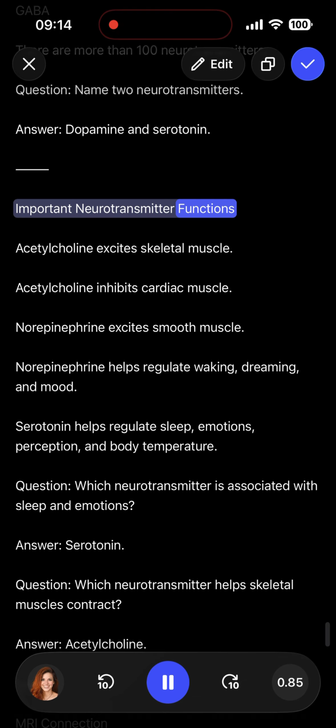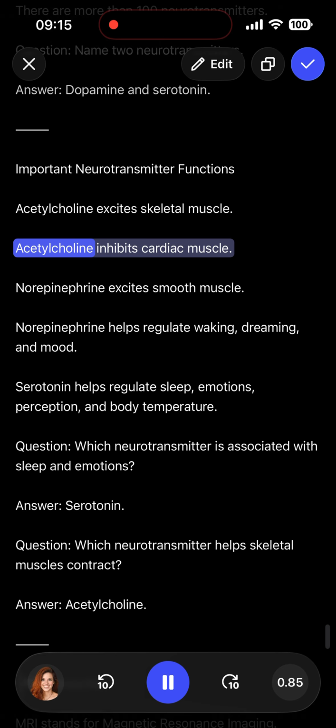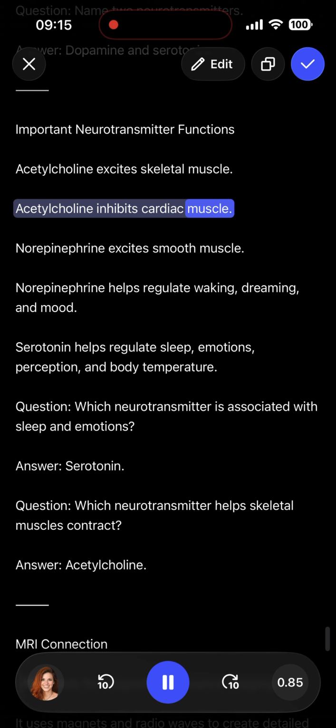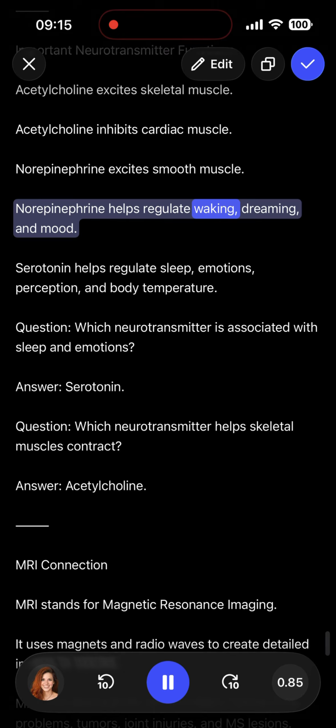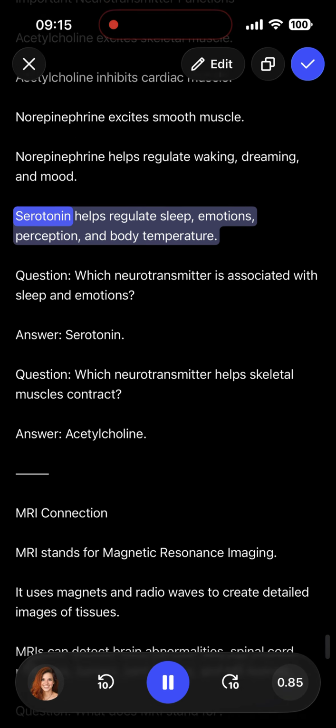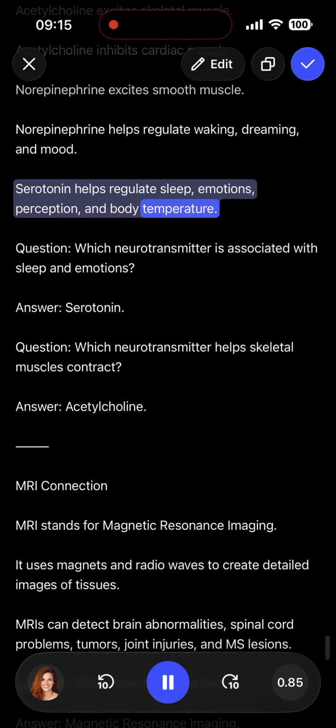Important neurotransmitter functions. Acetylcholine excites skeletal muscle. Acetylcholine inhibits cardiac muscle. Norepinephrine excites smooth muscle. Norepinephrine helps regulate waking, dreaming, and mood. Serotonin helps regulate sleep, emotions, perception, and body temperature.